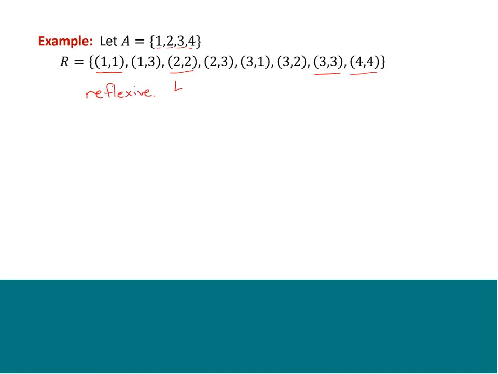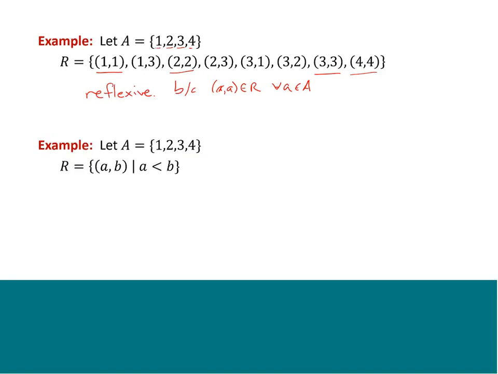And if you wanted to say a reason, you'd say because (a, a) is inside of the relation for all a's in our building set. And that just says, yep, we actually checked them all. Okay? And that's it. Now, what happens if we had a different example?